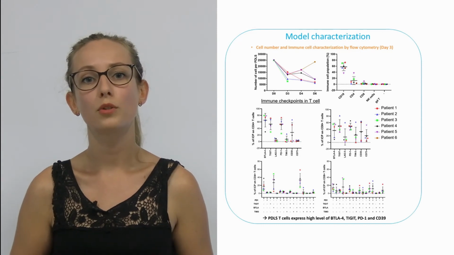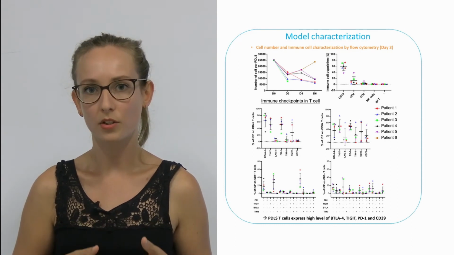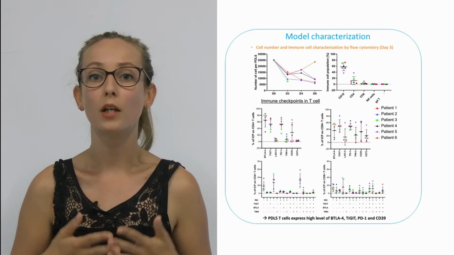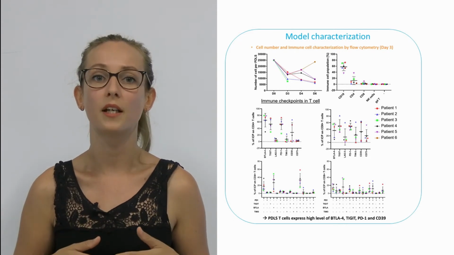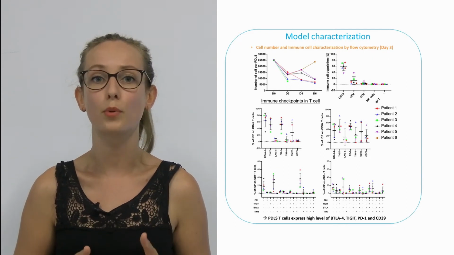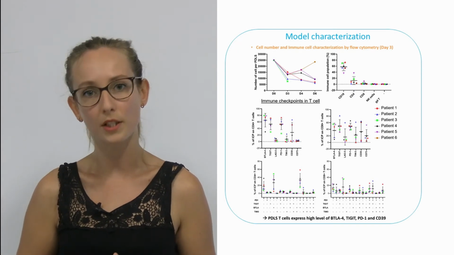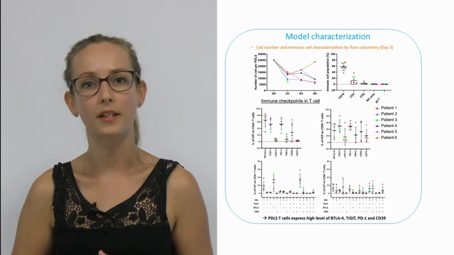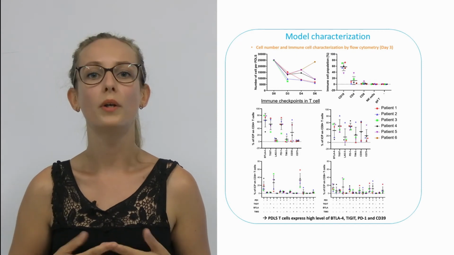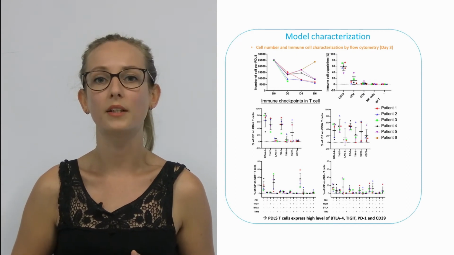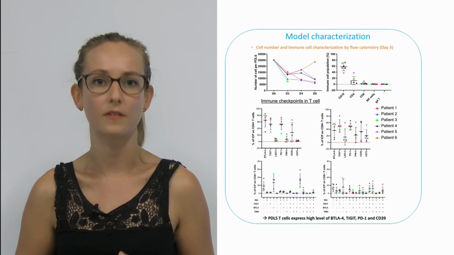Thanks to flow cytometry, we continued the in-depth characterization in the immune cell distribution and we observed a high percentage of CD20 positive cells with around 60% of total cells, and the rest corresponds to T cells with around 20% of CD4 T cells and 10% of CD8 T cells. We also observed the presence of few gamma delta T cells and NK cells.